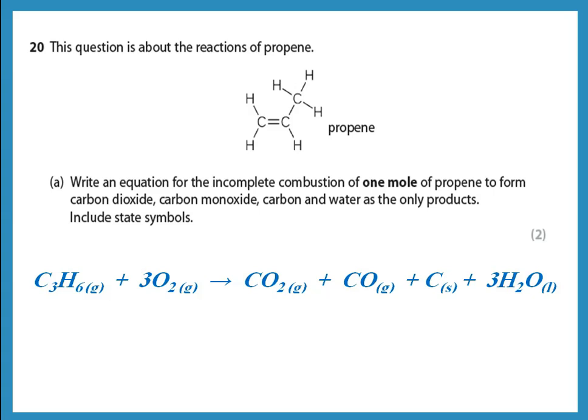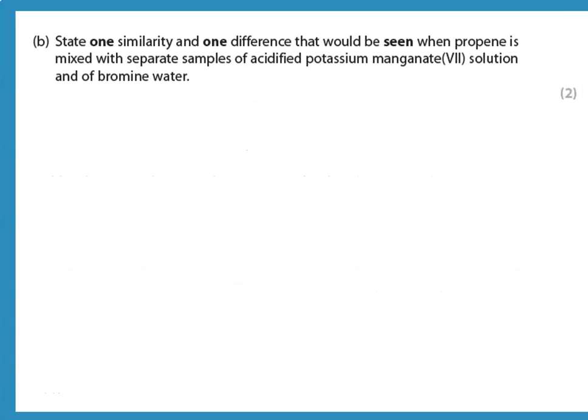And remember that he says include state symbols, so propene you should know is a gas. You should realize that alkanes and alkenes with a small number of carbons, 1, 2, 3, 4, sometimes 5, are gases. And then oxygen, of course, is a gas, carbon dioxide is a gas, carbon monoxide is a gas, and carbon, of course, is a solid, water is a liquid.